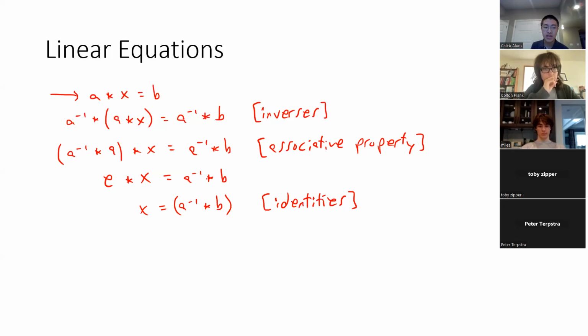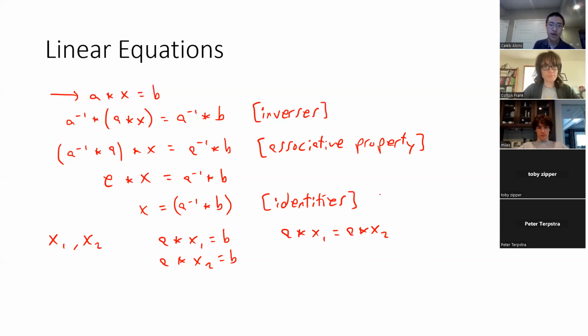We're going to pretend there's another solution. Let's say that x1 and x2 are both solutions to this equation. That means A star x1 is B, and A star x2 is also B. Since they're both equal to B, we can put them together in the middle. So A star x1 is equal to A star x2. But we just showed with the left cancellation law that when we have the same exact element on both sides and we're in a group, we can cancel these, and this implies that x1 and x2 are actually the same.